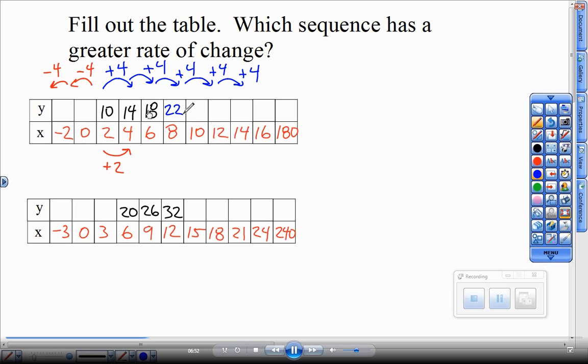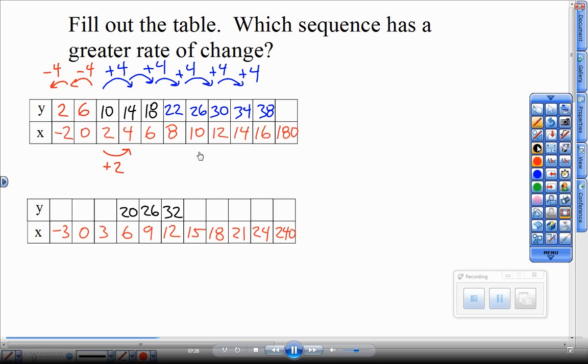Up by 4. 22 plus 4 is 26. Plus 4 gives you 30. Plus 4 gives you 34. Plus 4 gives you 38. Keep adding 4s. Careful though, this isn't the 18th term, it's the 180th, so don't just keep adding 4. Be careful, they might try to trick you. Alright, going backwards by 4. 10 minus 4 is 6. 6 minus 4 is 2.